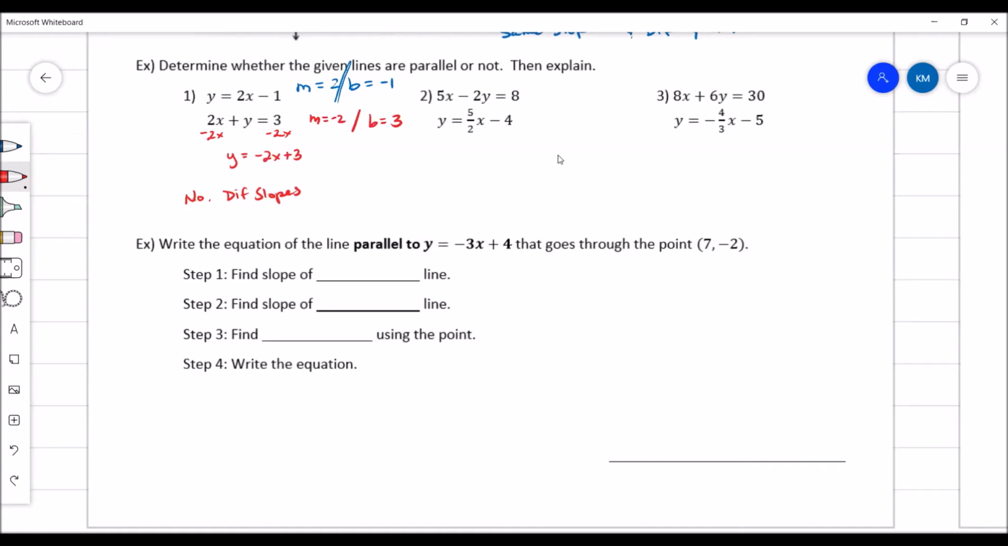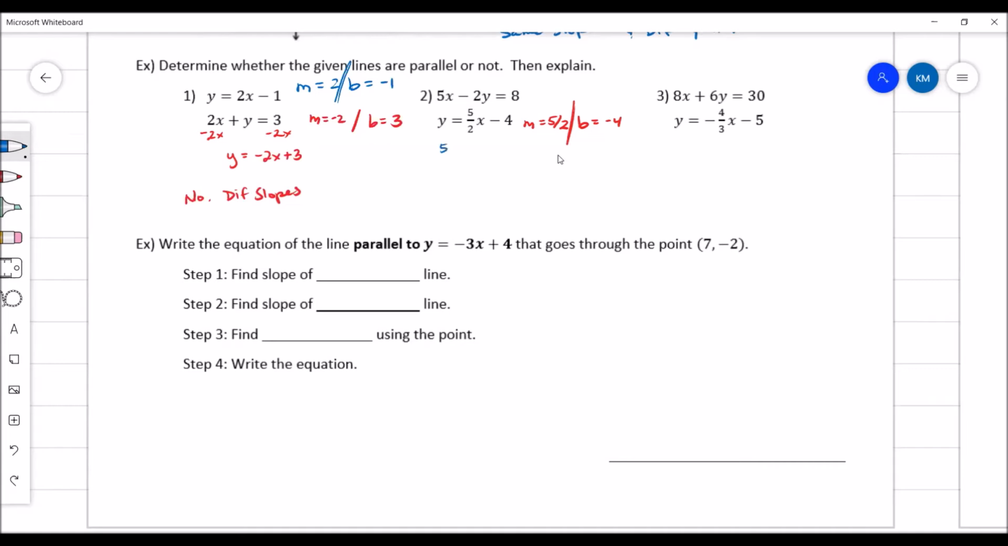Okay. Over here, we have two equations again. Here, the second equation this time, they actually gave us the slope as 5/2, and our y-intercept as -4. Okay, so I have that information already. In our first equation, they gave us 5x minus 2y equals 8. So again, we're going to need to solve for slope-intercept form so we can see the slope and y-intercept.